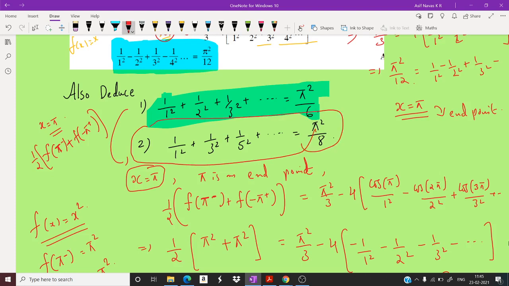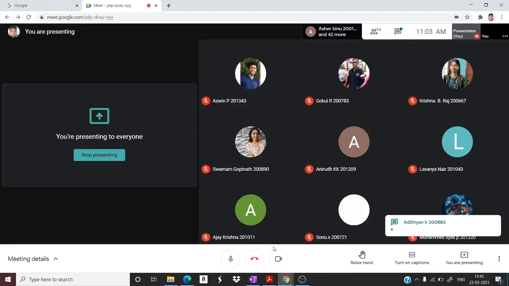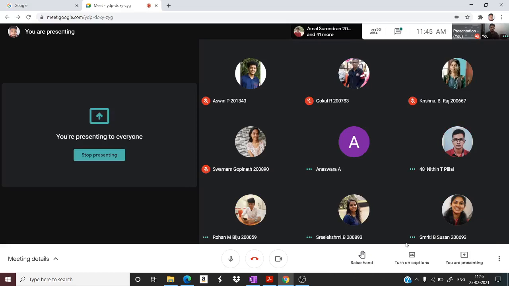So you work out this problem: 1 by 1 square plus 1 by 3 square plus 1 by 5 square plus etc. is equal to pi square by 8. Okay, so does anybody have any doubt?